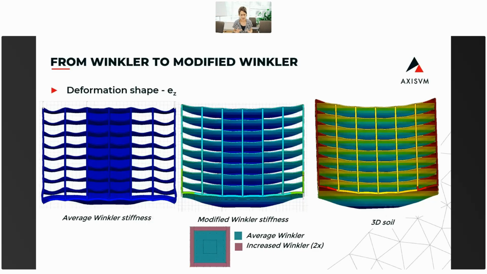To account for this behavior, I have modified the model and applied increased Winkler stiffness around the edges of the building and average stiffness in the middle part of the building. As a result, the deformation shape became closer to the expected one, and now the 3D and the modified Winkler model show very similar deformation characteristics. It does not mean that the two models are identical, but the behavior and the deformation shapes are closer to each other. And it also shows us that the soil continuity has an effect on the deformation shape.